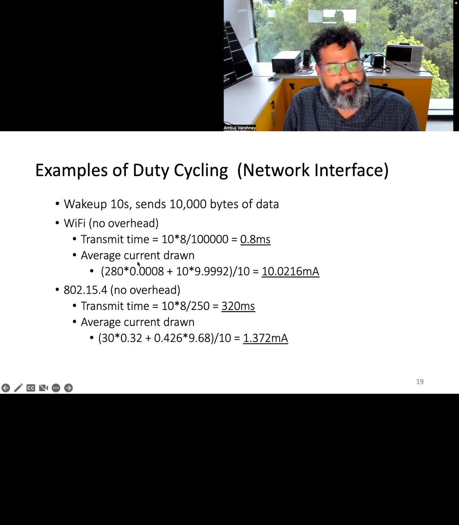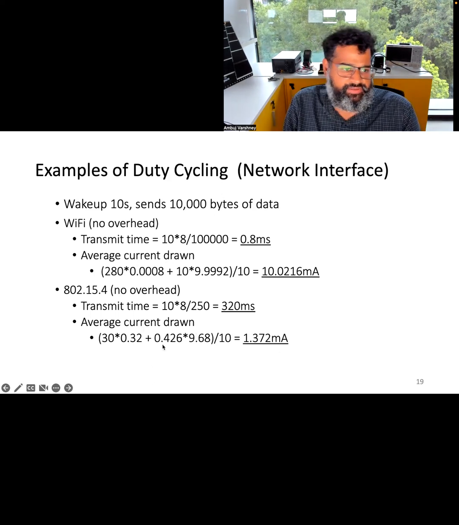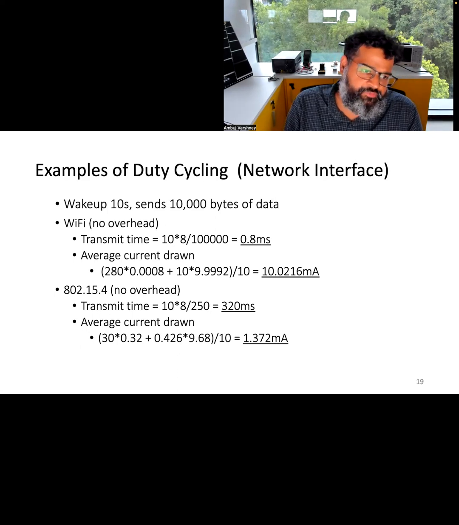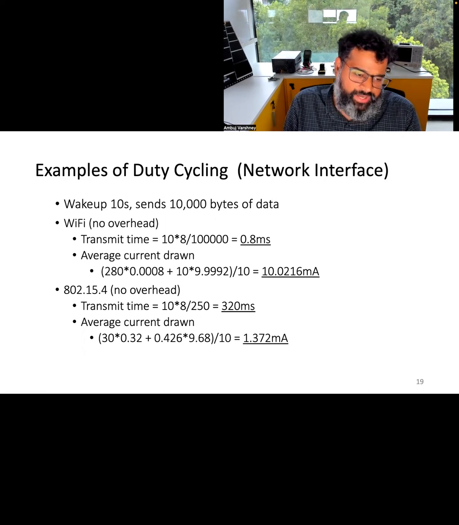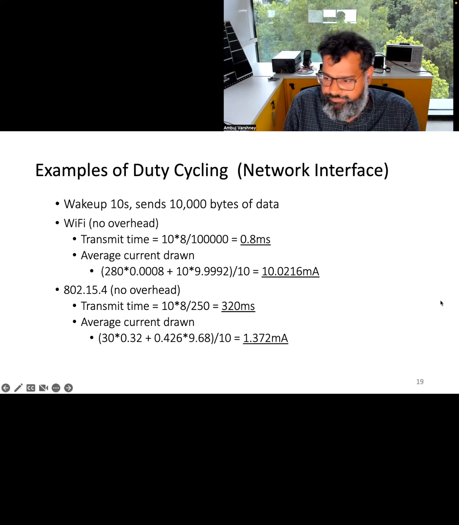And this can be calculated based on estimating the transmit time and then multiplying it with the appropriate factors that we have discussed in the previous slide. And by using this current and then using the capacity of a battery, you can estimate what would be the lifespan for the battery when communicating wirelessly at these different duty cycles.